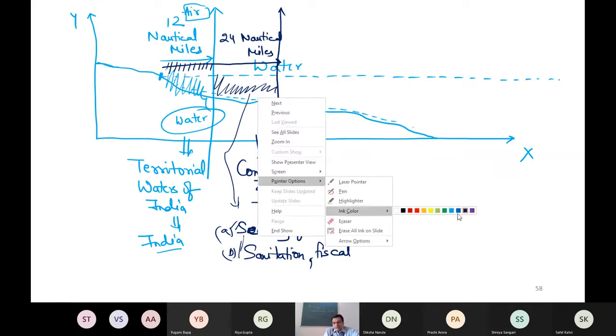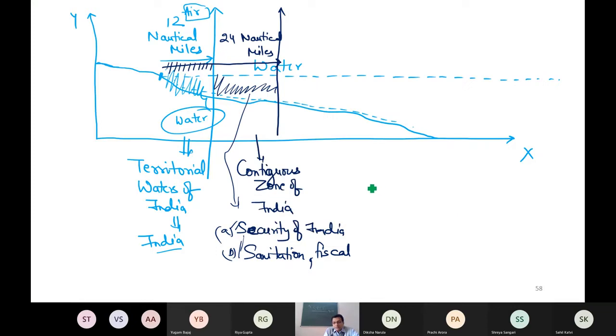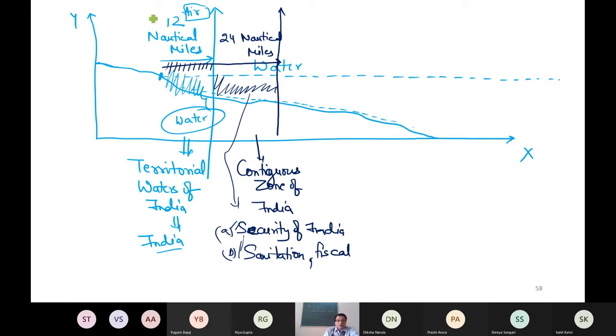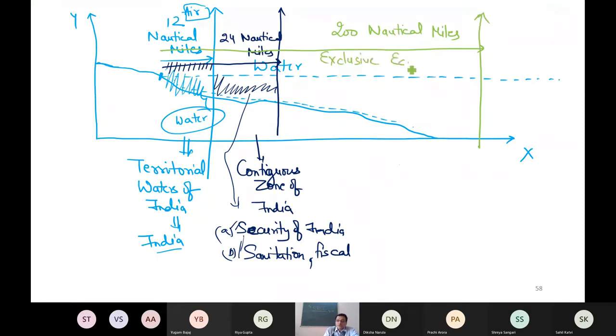What is this? Till 200 kilometers is what? Exclusive economic zone. Till 200 nautical miles. Sorry, I should not use the word kilometers. I should use the word nautical miles. If I say kilometer, kindly treat it as nautical miles. It is my exclusive economic zone.